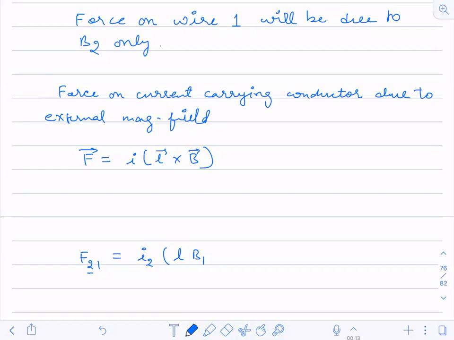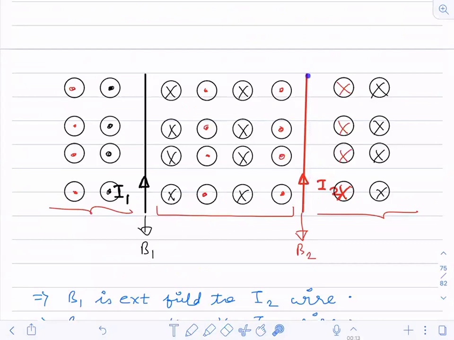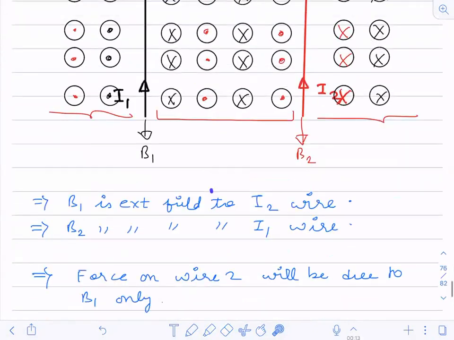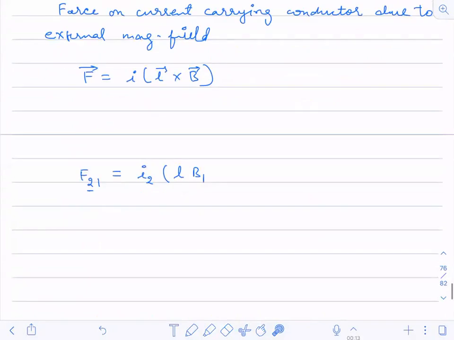Okay. Now the angle is 90 degrees. There is no doubt about that. The length vector, dL vector, will be along this line, and the magnetic field, just see here, is a cross, going inside. So it is 90 degrees. There is no doubt about that. So this is force on 2 due to 1.